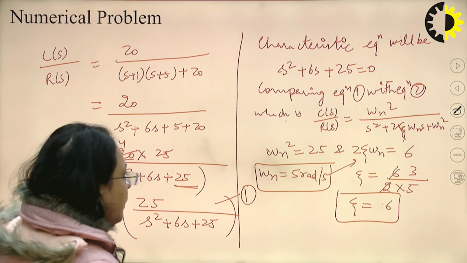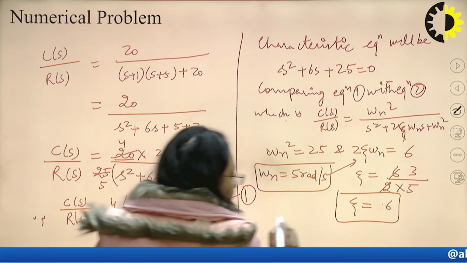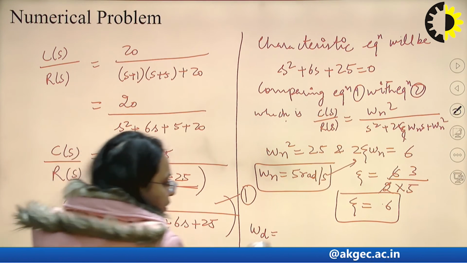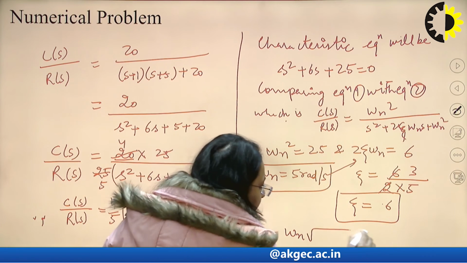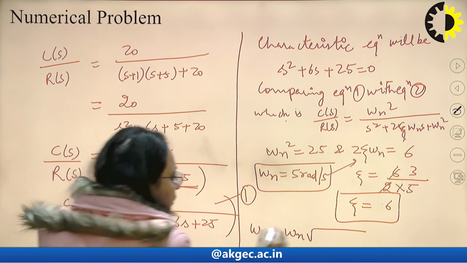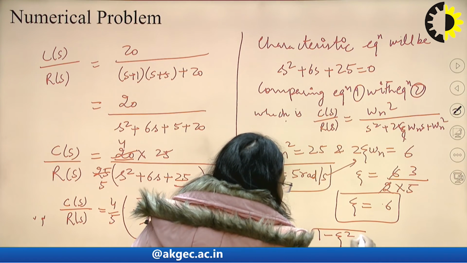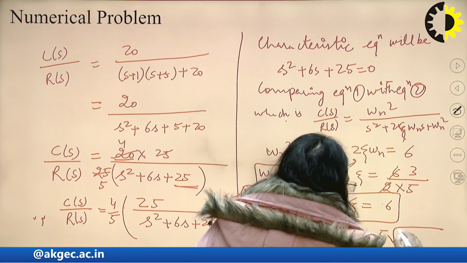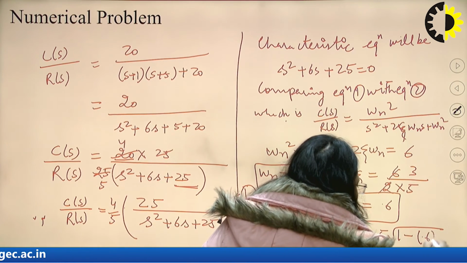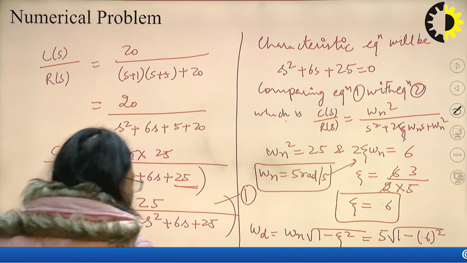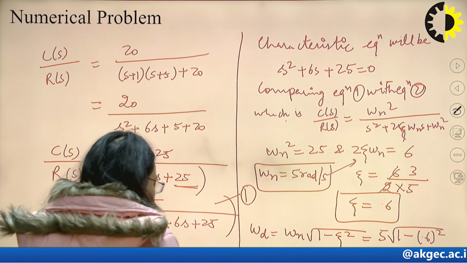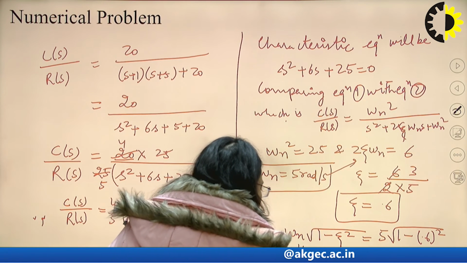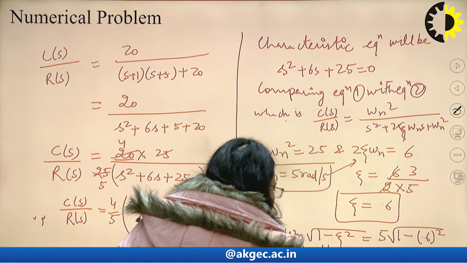Okay, so omega n is 5 radians per second and zeta is 0.6. So now we can easily calculate the value of damping frequency, which is omega d equals omega n under root 1 minus zeta square. So it will be 5 into under the root 1 minus 0.6 whole square. After solving, we will get the value of omega d as 4 radians per second.